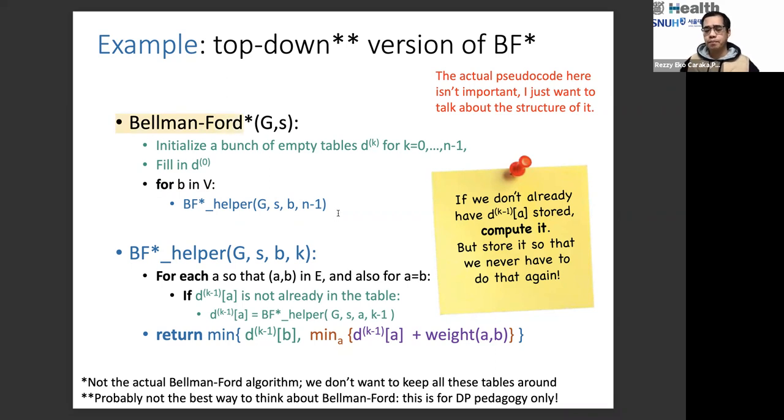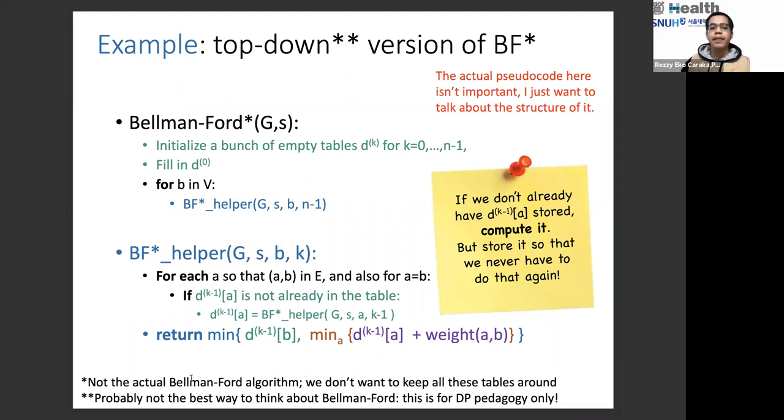Sometimes, if another time you have homework, it also provides the information of g, s, b, and n minus 1. So for the set of the functions of the Bellman-Ford, we can solve this parameter with this criteria. For each a and b in V, and also for a equals b. If we have this condition for the table later, we can minimize by this criteria. We also need the parameters g, s, b, and k.